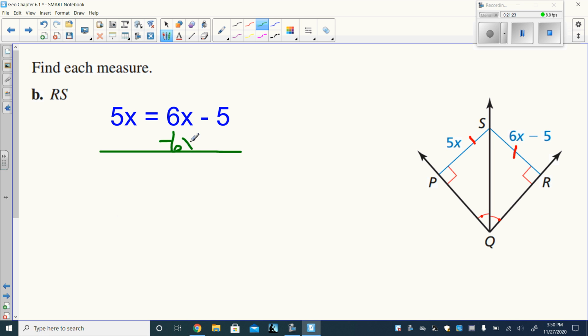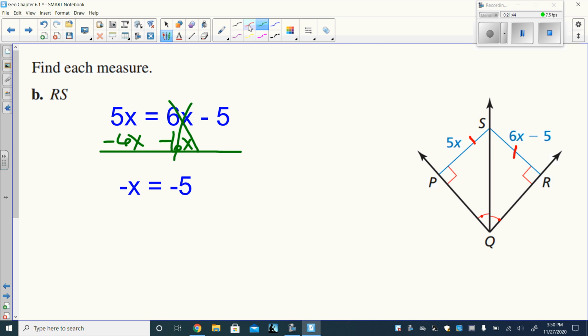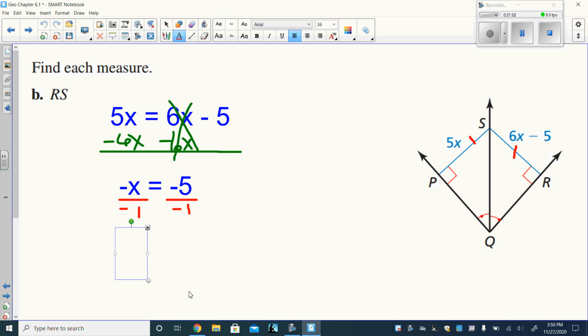Now the first thing we can do is subtract 6x from both sides to get x by itself. Well, 6x minus 6x is going to cancel. And we have 5x minus 6x, which gives us negative x is equal to negative 5. Now we're almost done. Right now we have negative x, and I don't want to know the value of negative x, I just want to know the value of x. So I'll do negative x divided by negative 1, which gives x is equal to negative 5 divided by negative 1, which is 5.